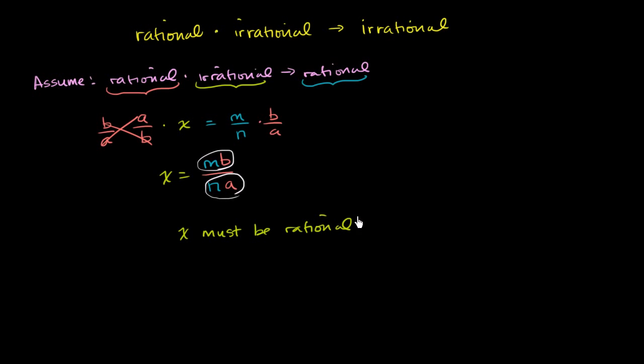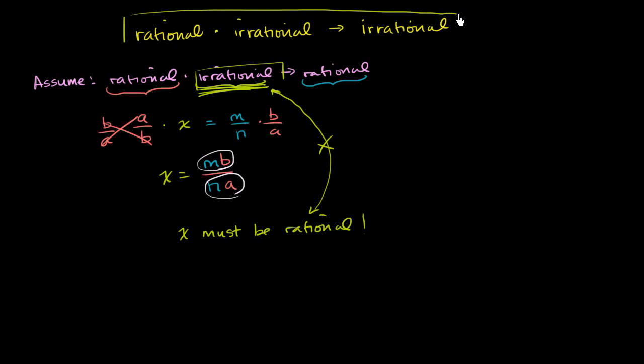And that is our contradiction because we assumed that x is irrational. And so therefore, since this assumption leads to this contradiction right over here, this assumption must be false. It must be that a rational times an irrational is irrational. A rational times an irrational is irrational.